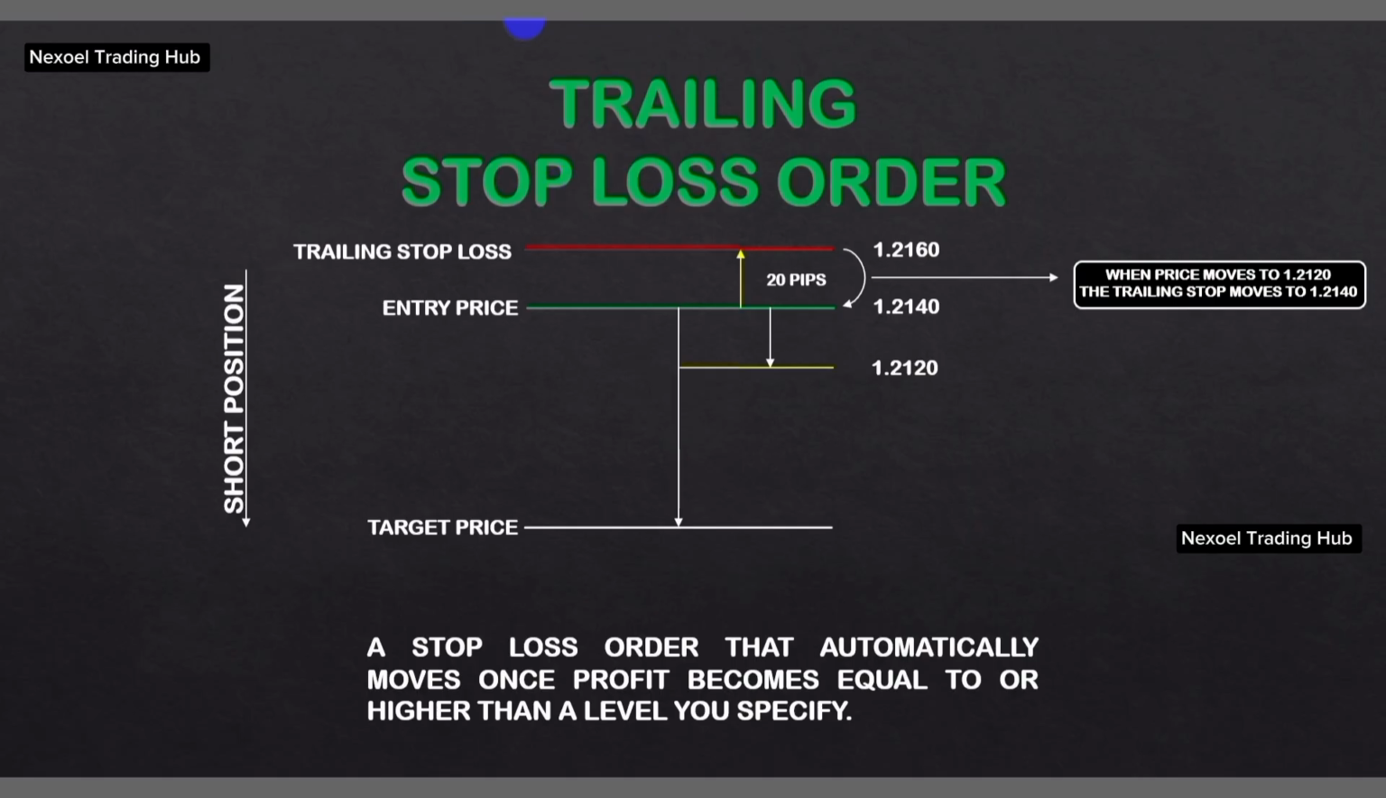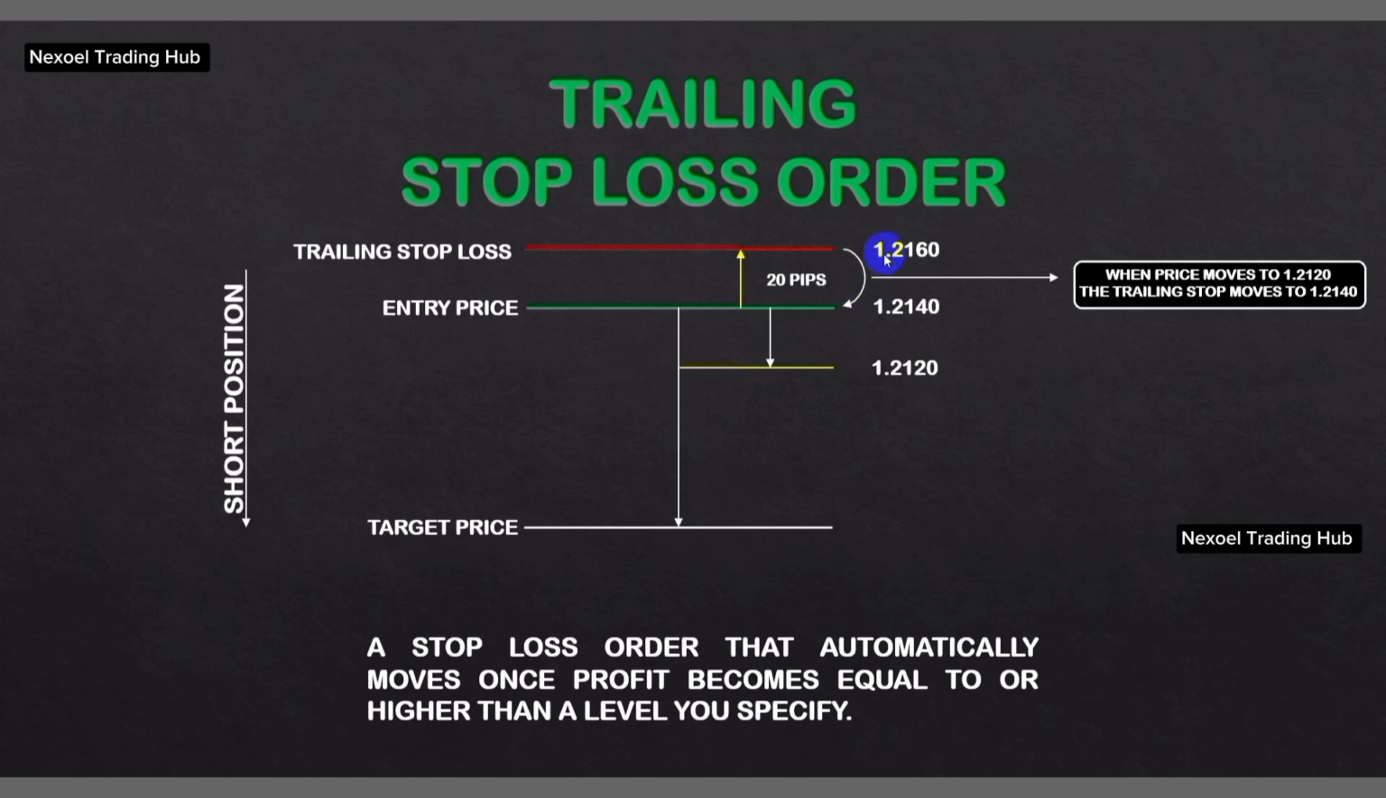So what you can see from the screen here is that we are in a short position, meaning you're in a bearish market condition, you're in a sell market. And this is your entry price, 1.2140. And this is your trailing stop loss level. You apply the trailing stop loss here, which is 1.2160, a difference of what? 20 pips.